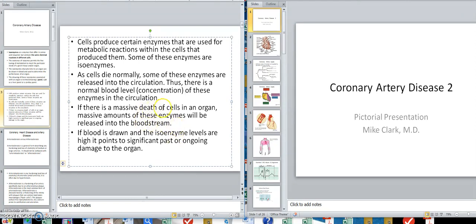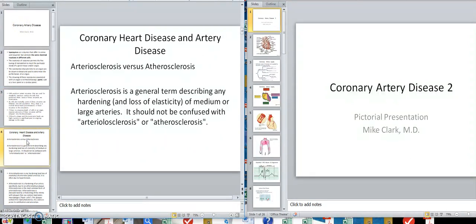If there's a massive death of cells in an organ, massive amounts of these enzymes will be released into the bloodstream. If blood is drawn and the isoenzyme levels are high, it points to significant past or ongoing damage to the organ. So in other words, we have a cardiac panel that we'll talk about a little later, but this has to do with the isoenzymes. Okay. So now we get to coronary artery disease and artery disease.